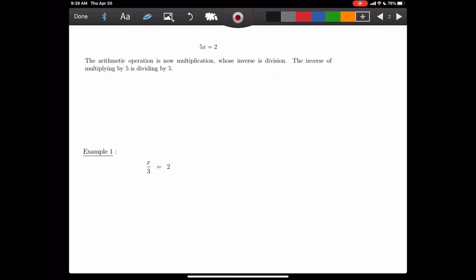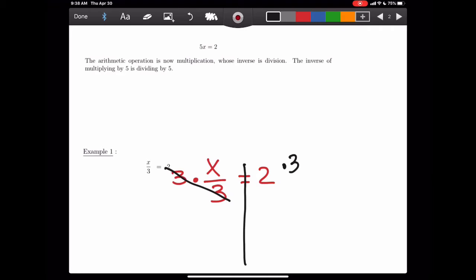Okay. Let's look at this example here at the bottom. You have x divided by 3 is equal to 2. Now, the opposite of division will be multiplication. I'm trying to isolate this x right here, so I need to get rid of this 3 down here. Since I'm dividing, the opposite will be to multiply, to be able to cancel it out. So if I multiply by 3 on this side, I must multiply by 3 on this side. These 3s will cancel out, and I'll be left with x is equal to 2 times 3, which gives me 6.